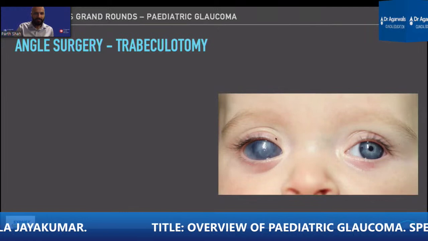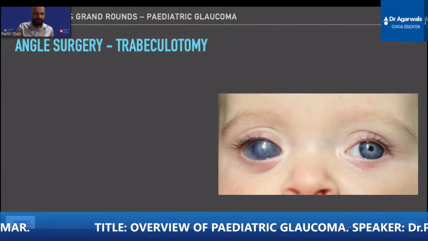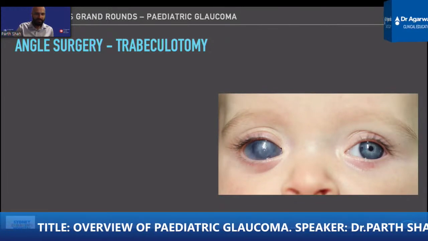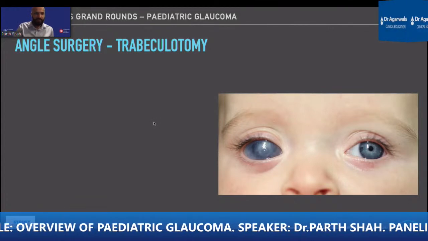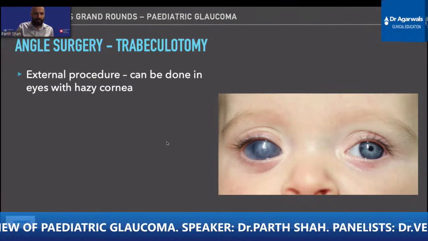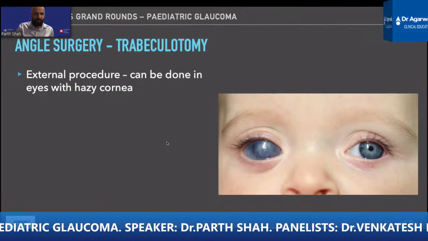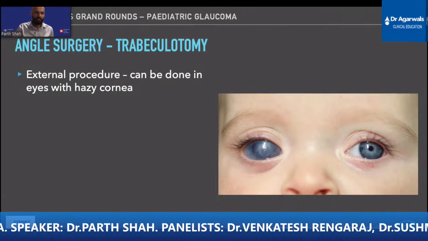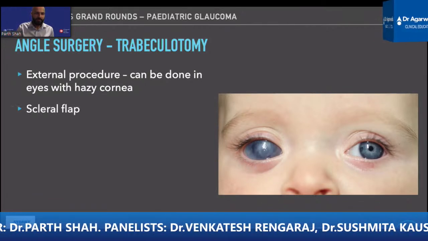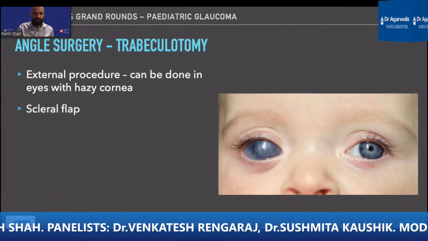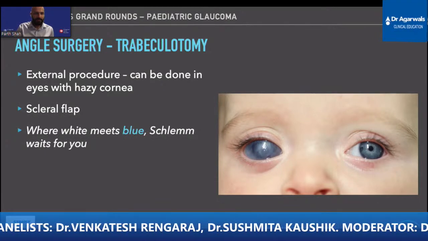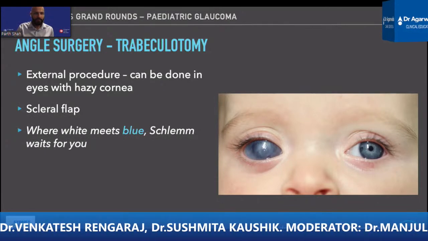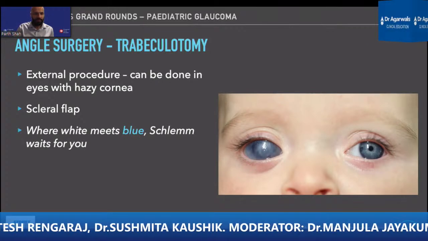In cases such as in this child, where the cornea is not clear and there's also a structural anomaly in the eye, it's not possible to do a goniotomy. An alternative would be an external procedure, such as a trabeculotomy, and it can be done in eyes with a hazy cornea. A scleral flap is created, and where white meets blue, Schlemm's waits for you.